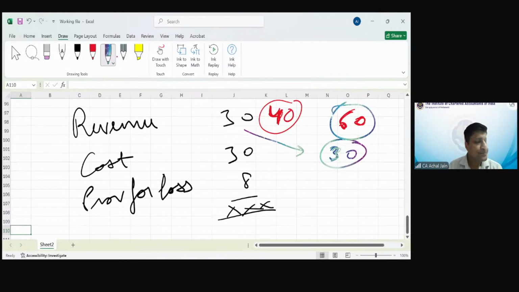Clear? Sir, how 30? Why is 30 only recorded? No, 30 is the one which we looked at in this example.